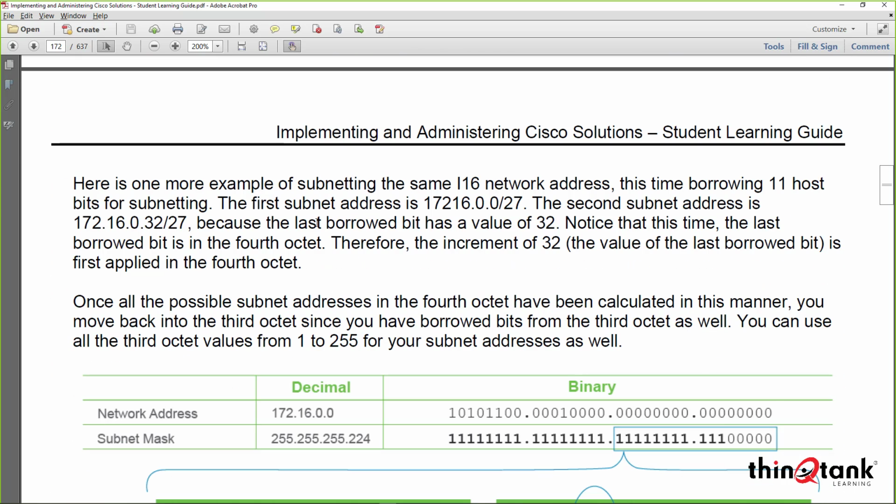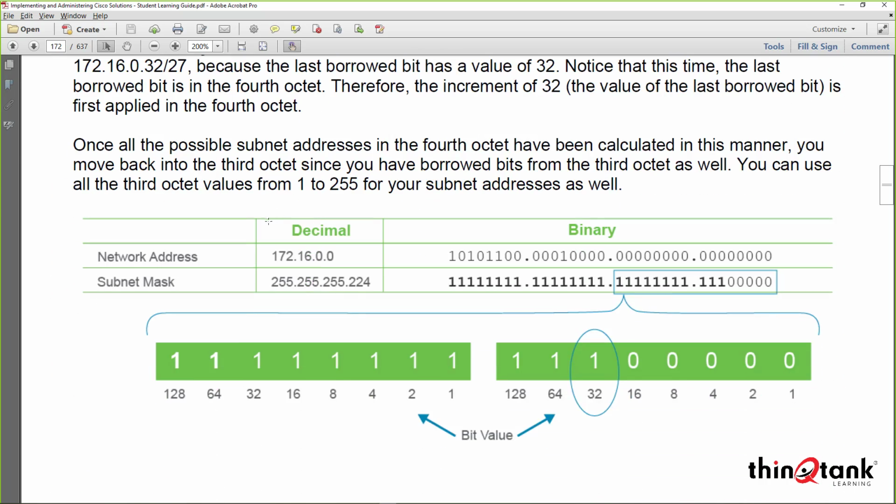All right. Here's another example. We started with what appears to be a Class C address, but we've subnetted all the way down to the fourth octet. The value of this bit is 32, which means we have blocks of 32. But if you take 256 minus 224, you get 32. So the first network is 0. The second network is 32. The third network is 64, and so on.